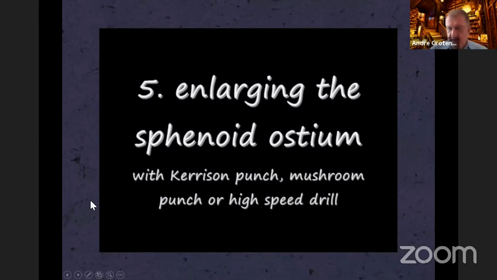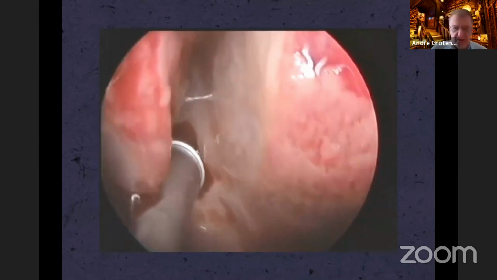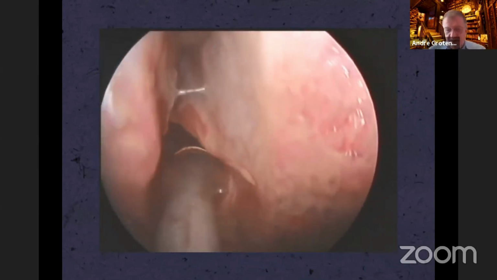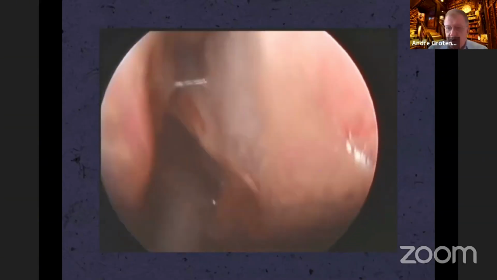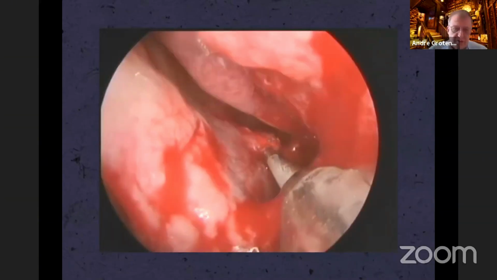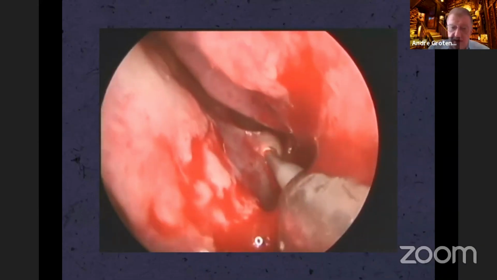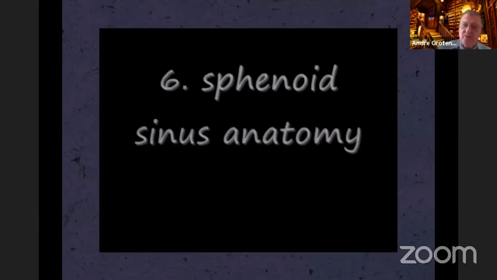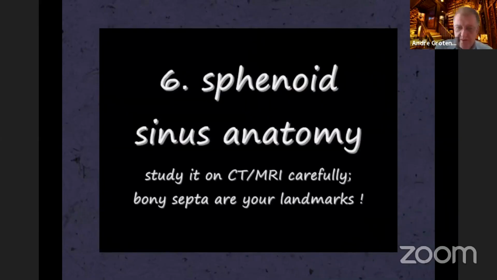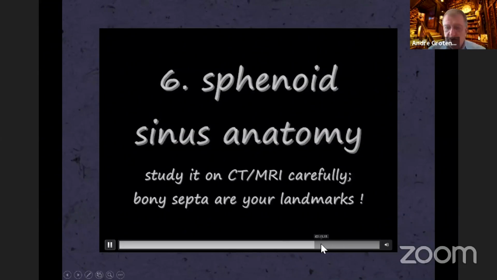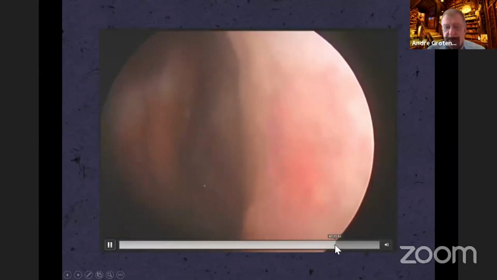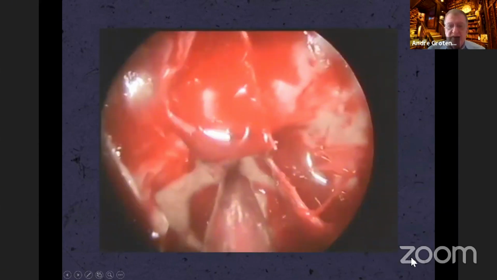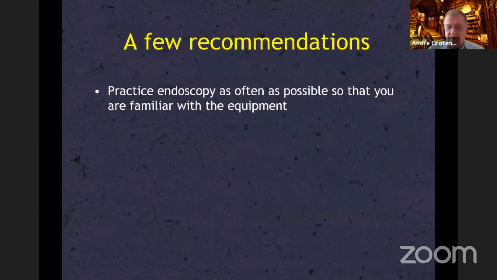You can use any instrument. You could use punches, the so-called mushroom punch, which was developed by Stamberger, who is an ENT surgeon from Graz in Austria. You can use a drill, you can use Kerrison punches, but you have to enlarge it, and then you have to connect both of them. I already told you all that, so I will move a little bit more quickly. You see this here. This is the sphenoid sinus with all the structures.